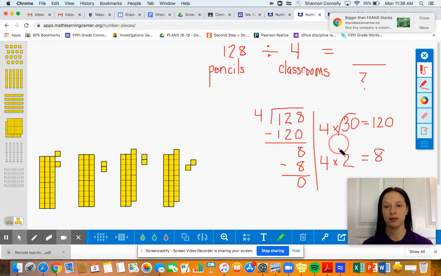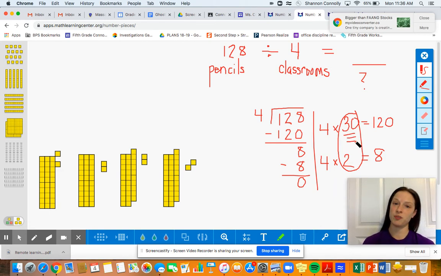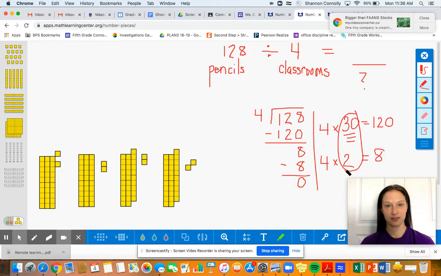Okay, so how many pencils did each classroom get? Well, first, I gave each classroom 30 pencils. We did that all in one step, thinking about groups of 10. And we could have recorded it over here as 10 at a time. Remember, there's many ways to do this problem. And then we gave each classroom 2 pencils. So how many pencils did each classroom get? The answer is here in our strategy. The answer is 32 pencils in each of those groups. And you can see the 32, 32, 32, 32.